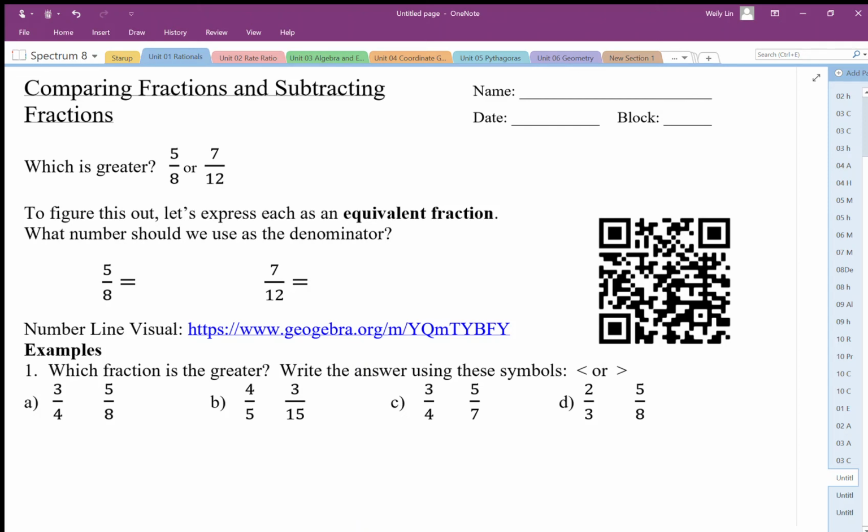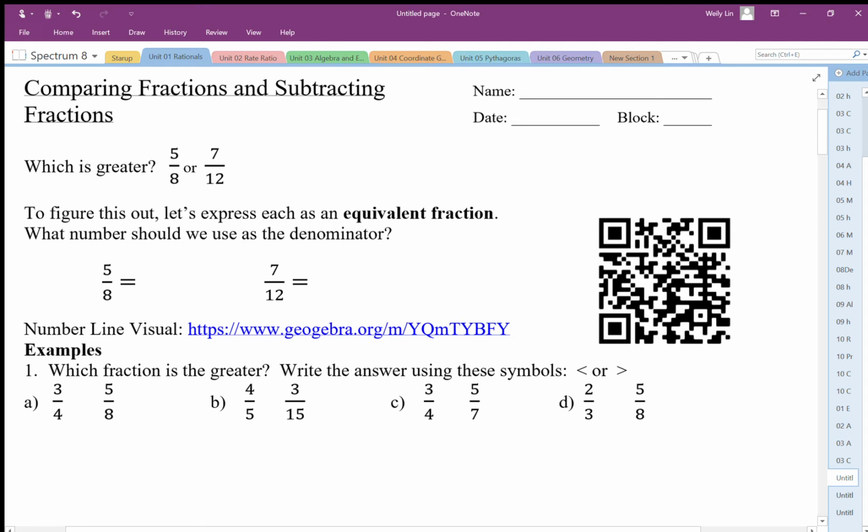So we're going to look at comparing some fractions to each other, and really we're comparing which number is bigger. If we have a sense of how big some fractions are, it really does help us when we do some comparisons. This one's particularly hard because 5/8 and 7/12 really are kind of close to each other, so it's hard to say which one's bigger.